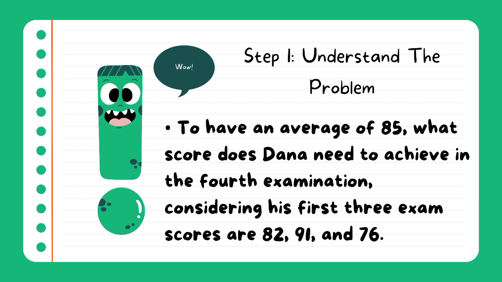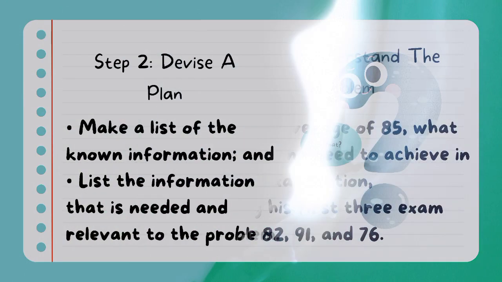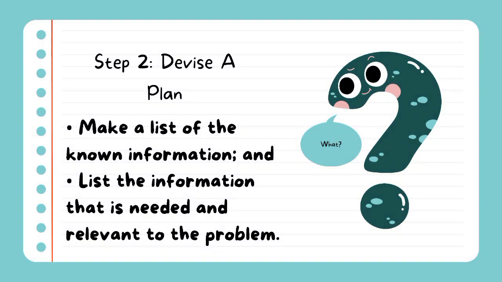I will now proceed to the second step, which is devising a plan. Upon reading and understanding the problem, we can have the answer by listing information that is known and of course relevant to answer the problem. Because as I said earlier, there are many ways to make a plan, but first, we must know what kind of problem we are solving. And after listing all the information, we should know what they are representing in the problem.